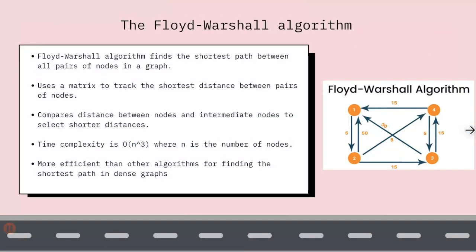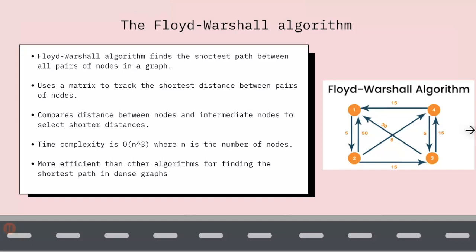The Floyd-Warshall algorithm is a dynamic programming algorithm used to find the shortest path between all pairs of nodes in a graph. It uses a matrix to keep track of the shortest distance between all pairs of nodes in a graph. The algorithm works by comparing the distance between 2 nodes and the distance through an intermediate node, and selecting the shorter of the 2.